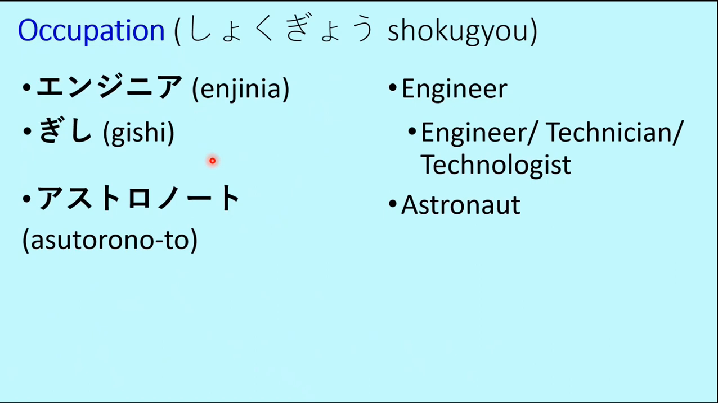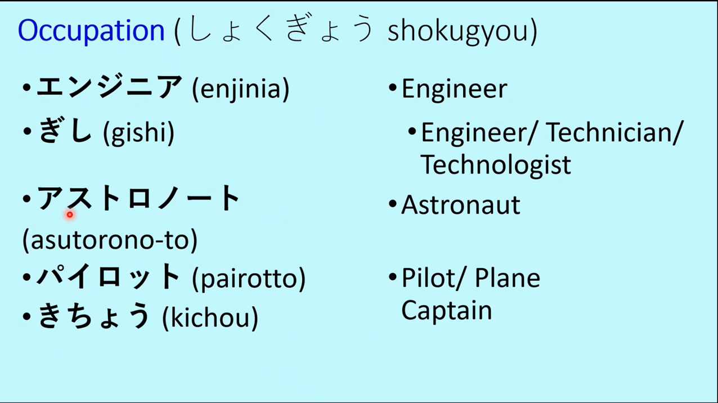Astronaut, again this is katakana, astronautto. We have discussed this in detail in our katakana lessons, so you may refer to those lessons if you want to understand how these words are formed. Then we have pilot of the plane, which is again katakana, pairotto. For the rules that govern the conversion of English words into katakana, we have done several lessons, so you may go back there.